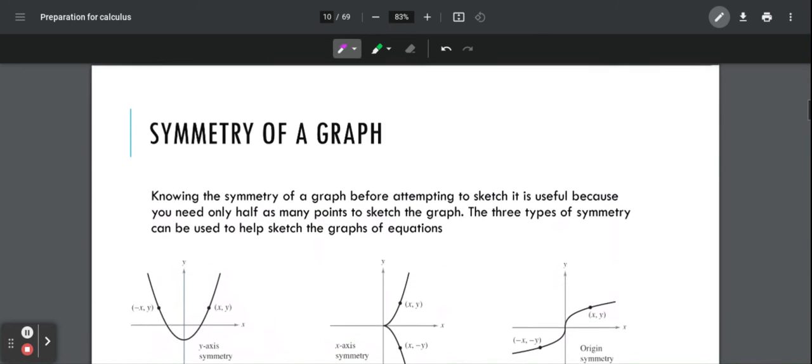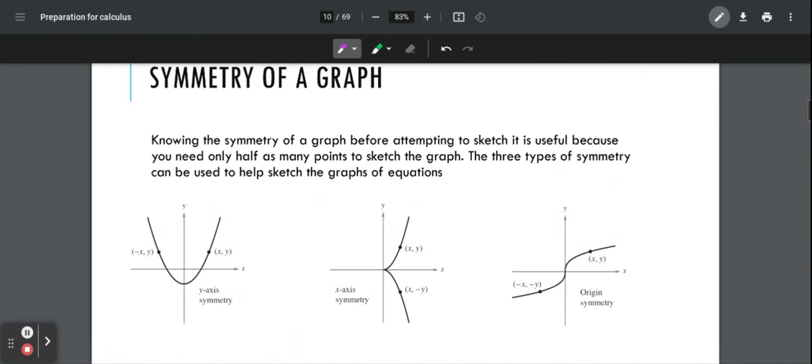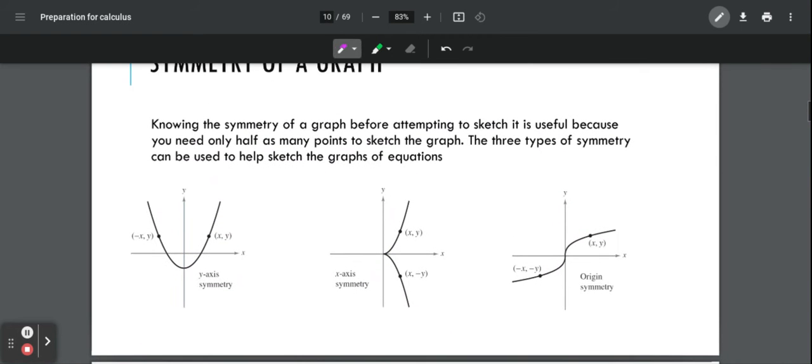All right, the next topic is the symmetry of a graph. And we touched on this last year, but we get into more of it this year. But knowing the symmetry of a graph before attempting to sketch it can be useful because then really you can potentially just reflect or rotate points.